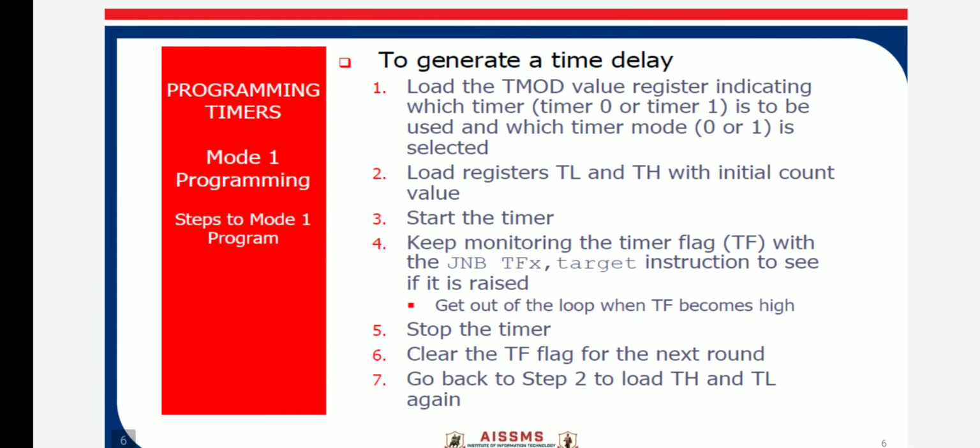Now to generate a delay, first we have to load the TMOD register with the given condition. Then we have to load the initial values into the TL and TH registers, then start the timer. Keep monitoring the timer flag by using the JNB TFx instruction. Then once TF goes high, we have to stop the timer, and again we have to clear the TF flag for the next round.